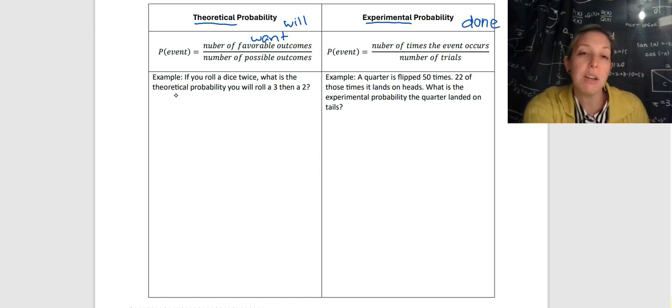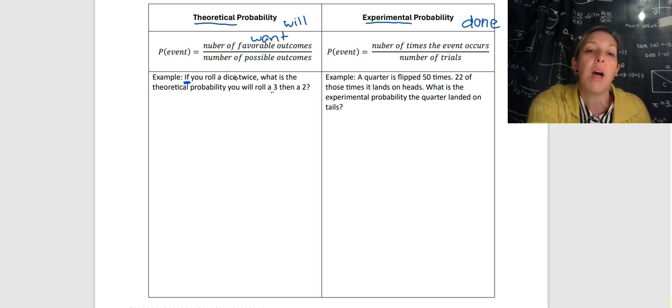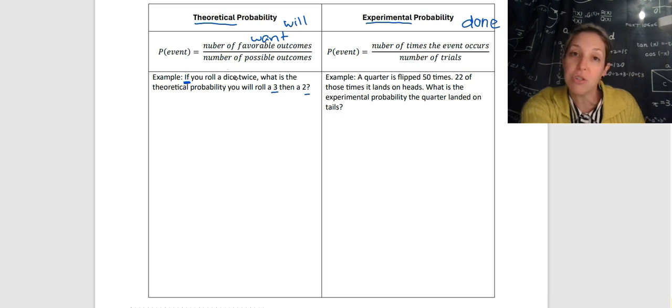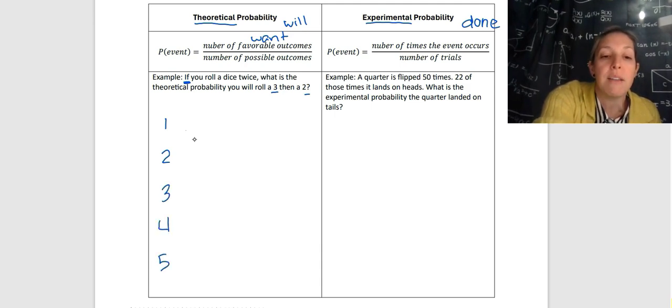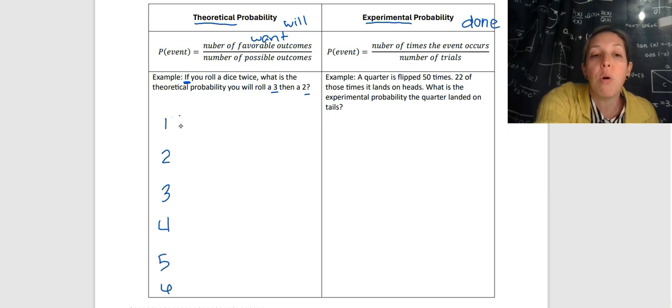The first example for theoretical says if. Anytime you see if, that's going to be theoretical because it hasn't happened yet. It would be if you did an experiment. So will it happen? So if you roll a dice twice, what is the theoretical probability that you will roll a 3 and then a 2? So I'm going to make a tree diagram of this. When you roll a dice, you can get a 1, 2, 3, 4, 5, or 6. And then if I roll it a second time, again, I can get 1, 2, 3, 4, 5, or 6.